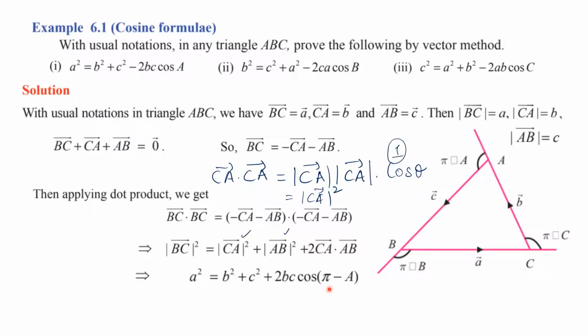Now we know that cos of pi minus a, which is cos 180 minus theta, would be equal to minus cos theta. So your answer would be a squared is equal to b squared plus c squared, and cos pi minus a will be minus cos a. So substituting that here, you have minus 2bc cos a. So we have proved that a squared is equal to b squared plus c squared minus 2bc cos a. Similarly, we can prove the other two using the same method.